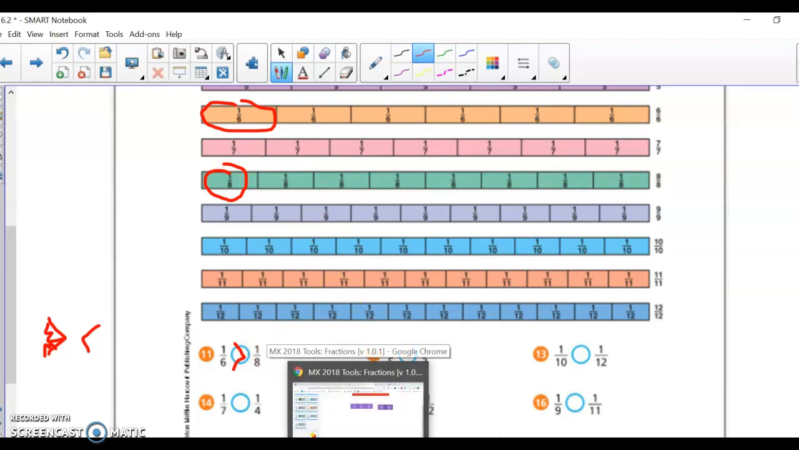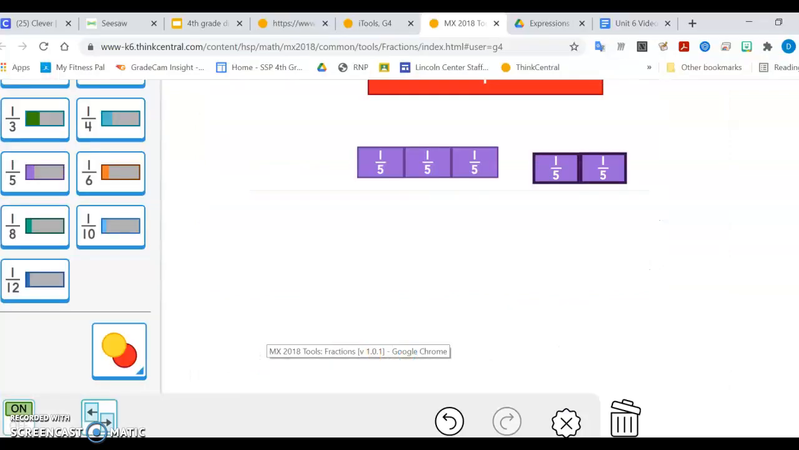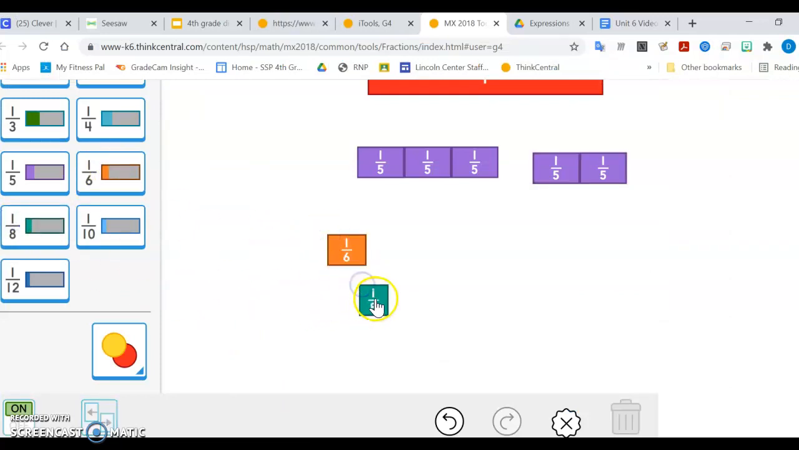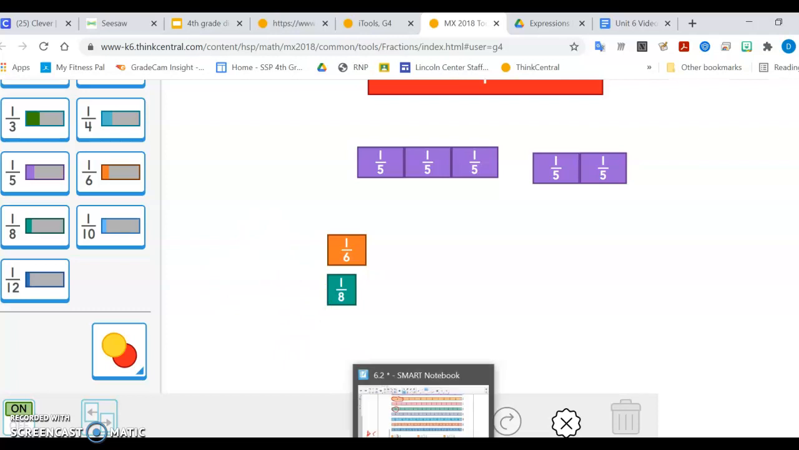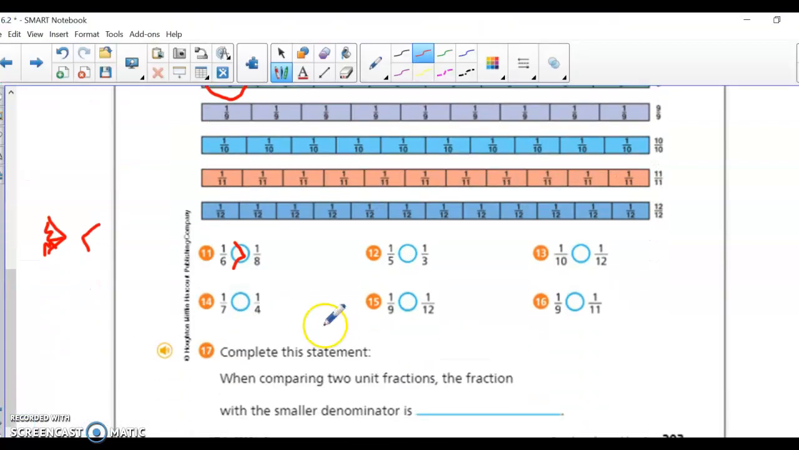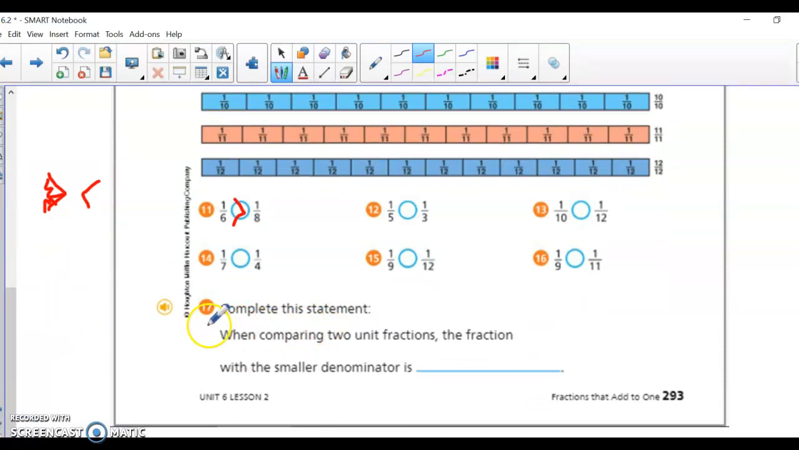But watch how easy this is with the iTool. So you have 1/6 and 1/8. Here's 1/6. Here's 1/8. Pretty clear right there which is bigger, right? And so I would use this website for each of these problems as you're working in your workbook. There's more. There's another set that's going to be helpful with this too. Okay, so finish 12 through 16. Now go ahead and pause the video.